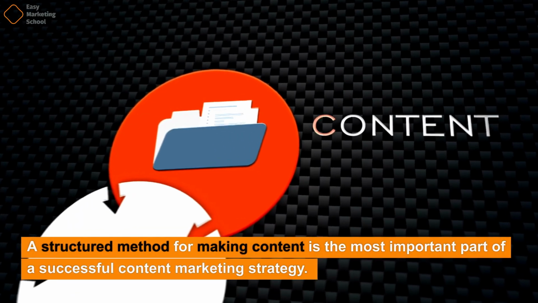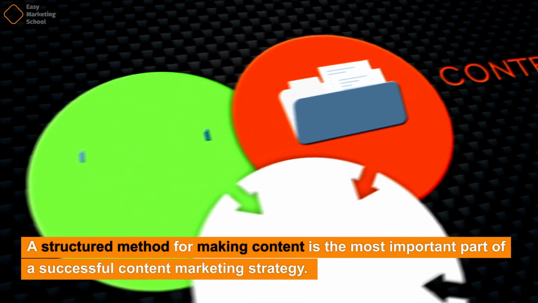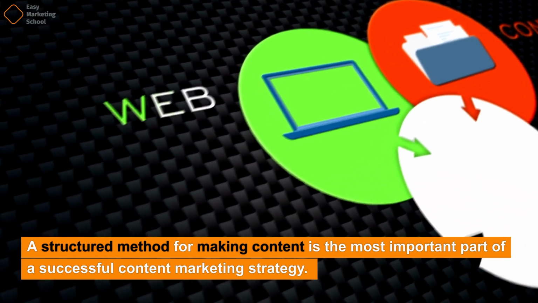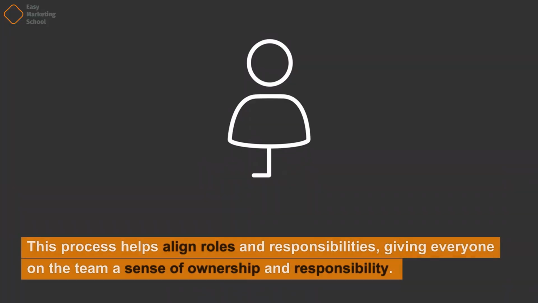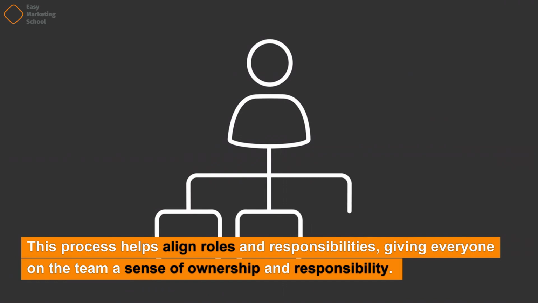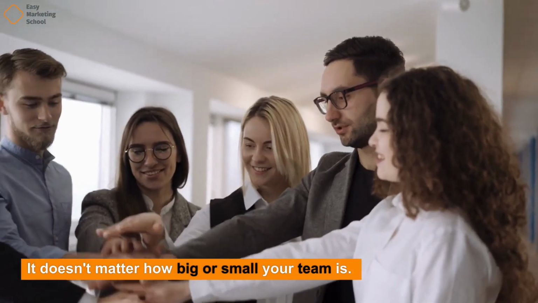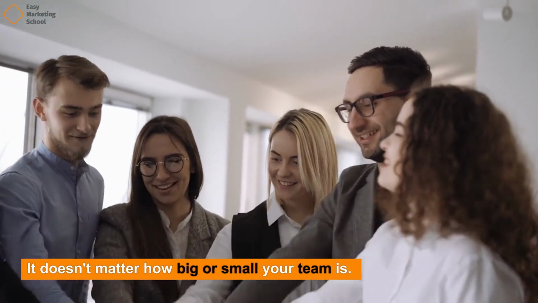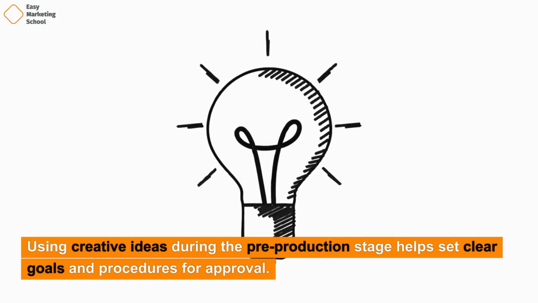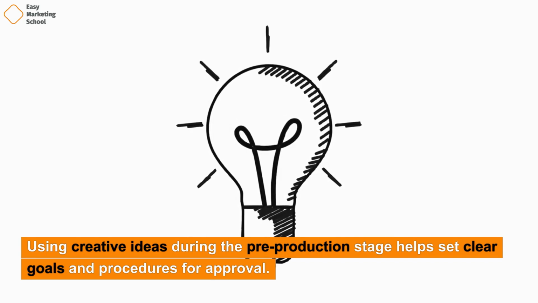Streamline the process of making information. A structured method for making content is the most important part of a successful content marketing strategy. This process helps align roles and responsibilities, giving everyone on the team a sense of ownership and responsibility. It doesn't matter how big or small your team is. Using creative ideas during the pre-production stage helps set clear goals and procedures for approval.